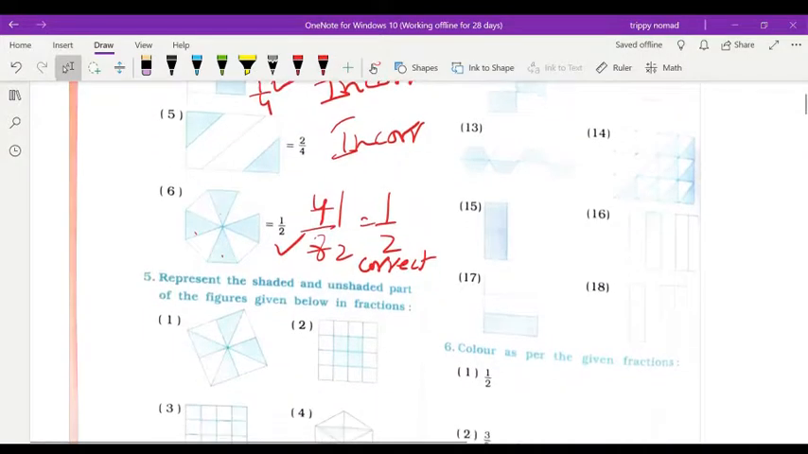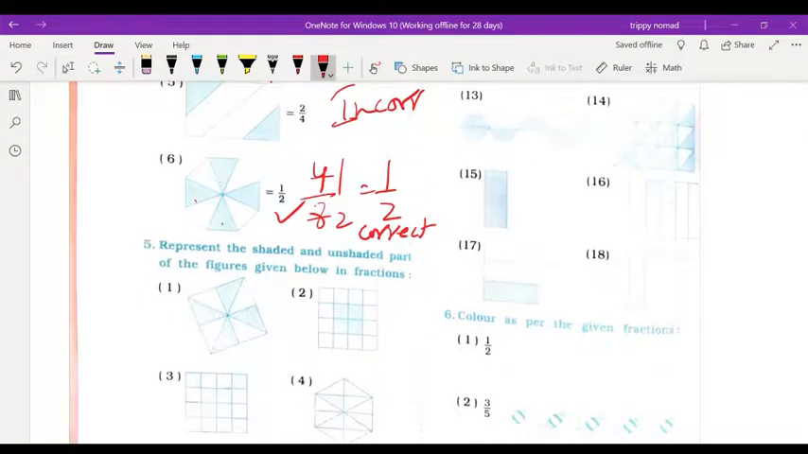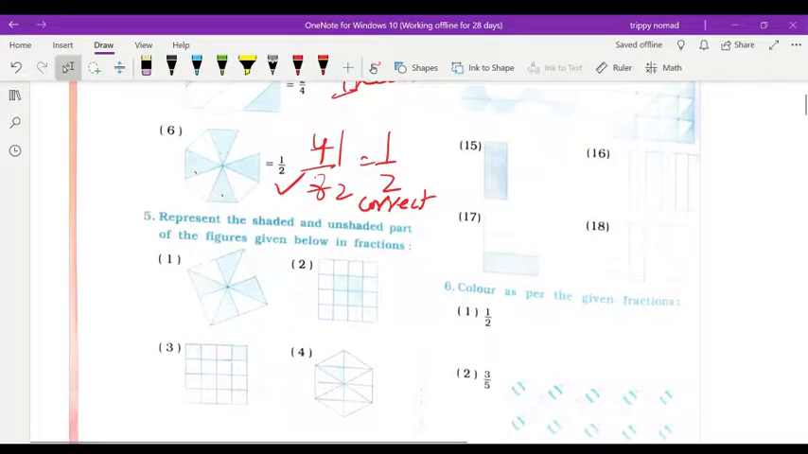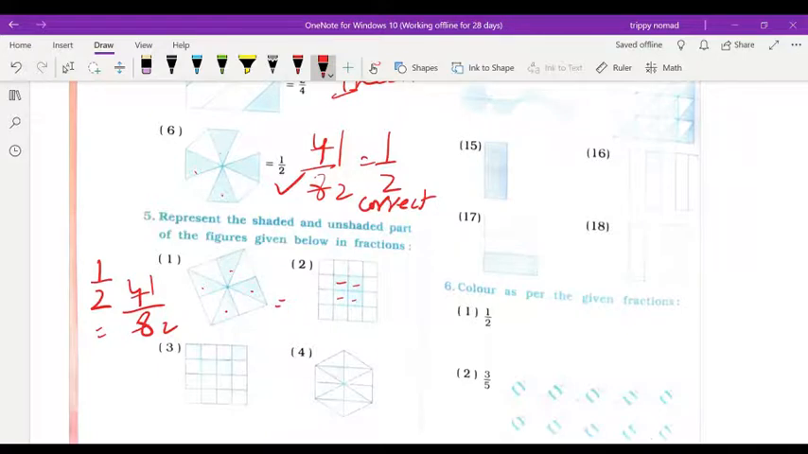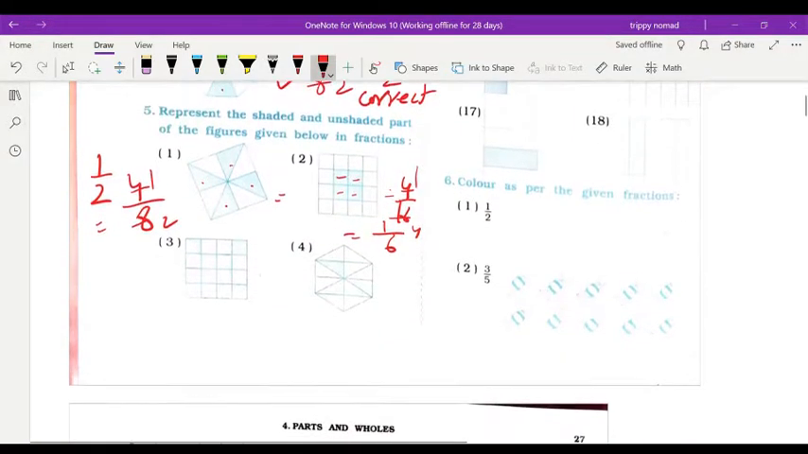Now the fifth one. Represent the shaded and unshaded parts of the figures given below in fractions. Here 1, 2, 3, 4, 4 shaded out of 8 parts. So 4 ones are 4, 4 twos are 8, so you can write the answer 1 by 2 also. Here also 1, 2, 3, 4, 4 shaded, and the total is 16. 4 by 16, or 4 ones are 4, 4 fours are 16, so 1 by 4. In the same way, children, you can do the remaining parts of question number 5.